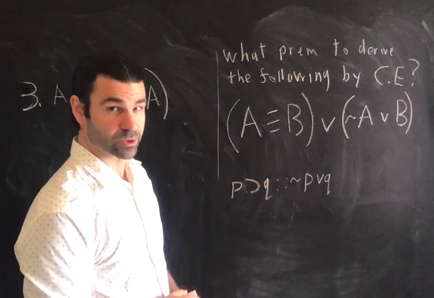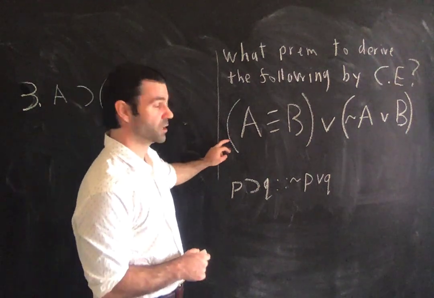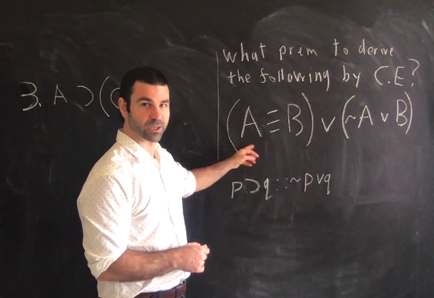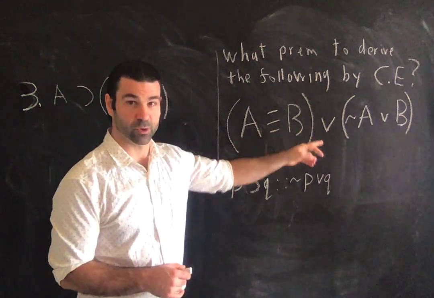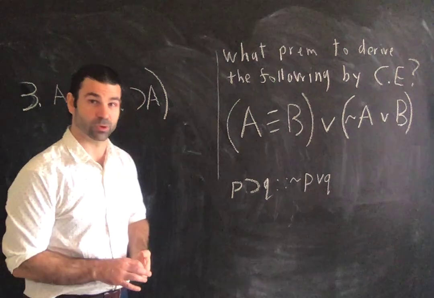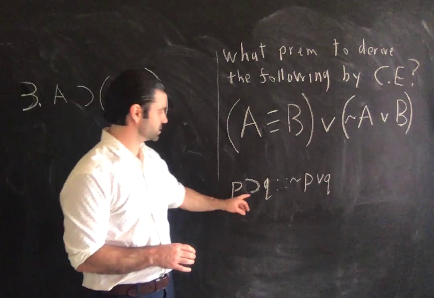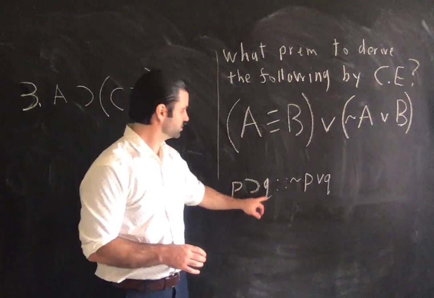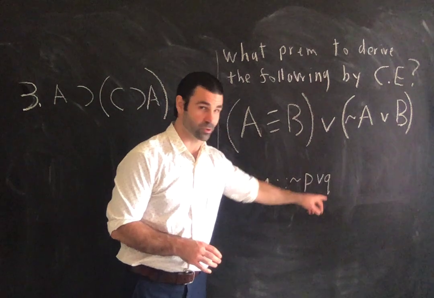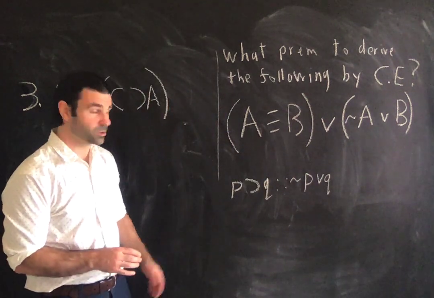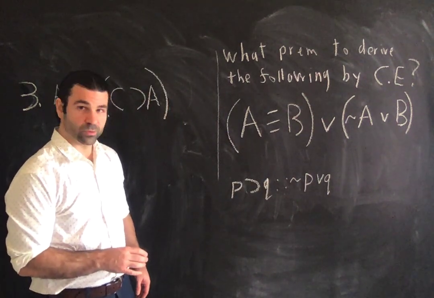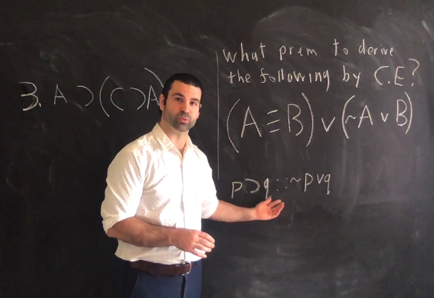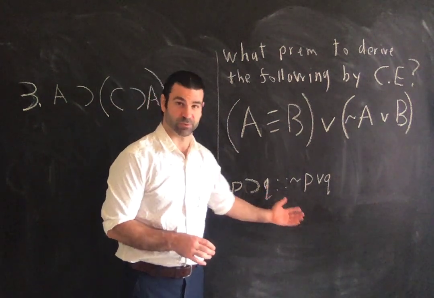What premise do you use to derive this formula by conditional exchange? It's a disjunction: not A or B. So recall the form for conditional exchange is this: if P then Q, 2 pairs of dots, not P or Q. So remember what is indicated by these 2 pairs of dots. You're to read that as 'is logically equivalent to', right?